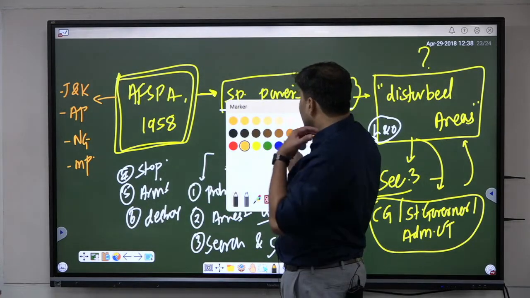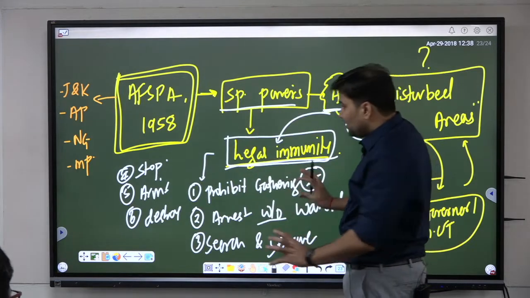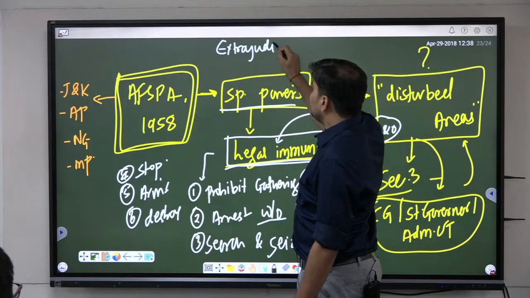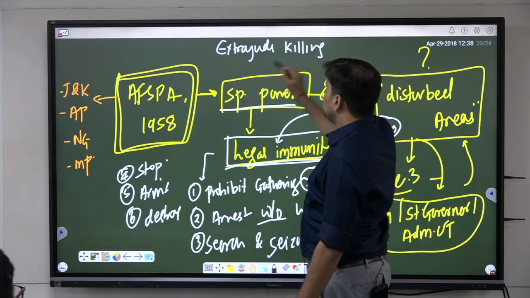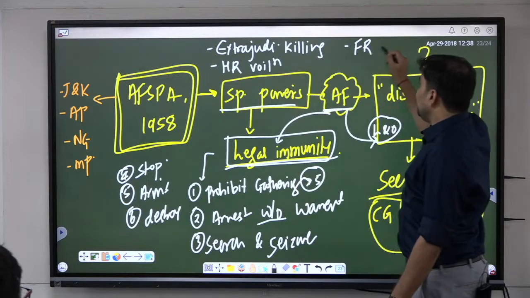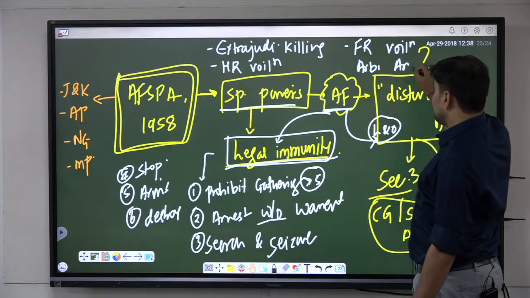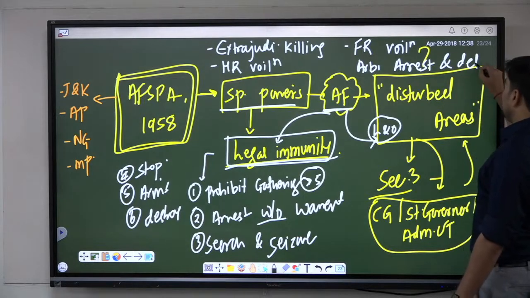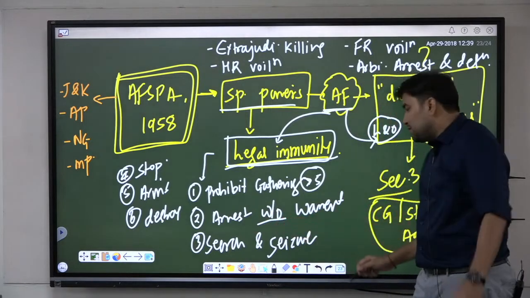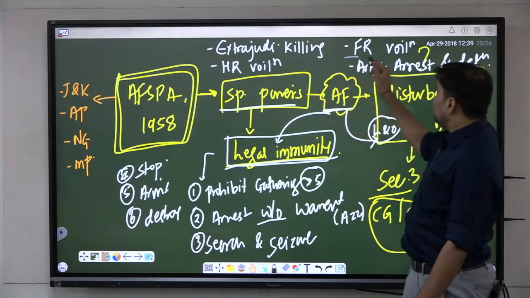Now what do the allegations say? Listen to this. The allegation says that because of this legal immunity provided to the armed forces for these actions, there is something called extrajudicial killings. Second, there is human right violation. There is fundamental right violation. There is arbitrary arrest and detention, especially of the local youth. How? Let us try to understand. Here I am arresting people without a warrant. That essentially means that I am violating Article 22 of the Constitution. Am I right? So fundamental rights are violated.